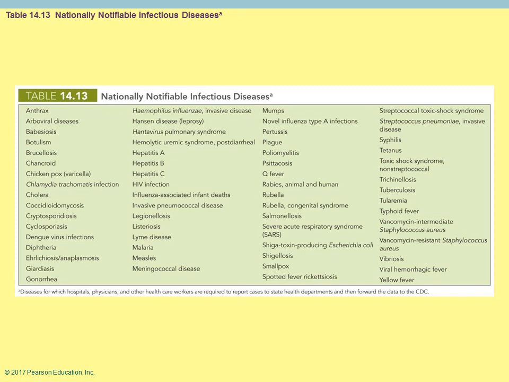Part of the problem with reporting is that not everyone who's sick tends to go to the doctor, so therefore they don't know about it and it would not be reported. But if you go to healthcare, and it's identified as any one of these diseases, it must be reported to the CDC.